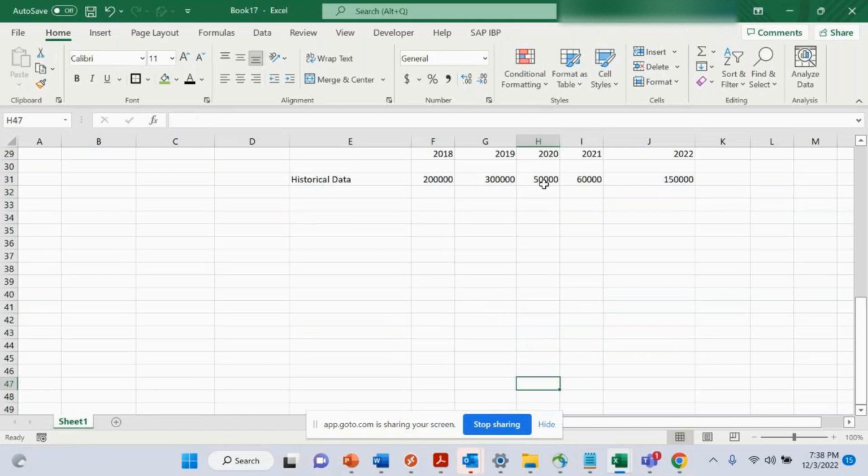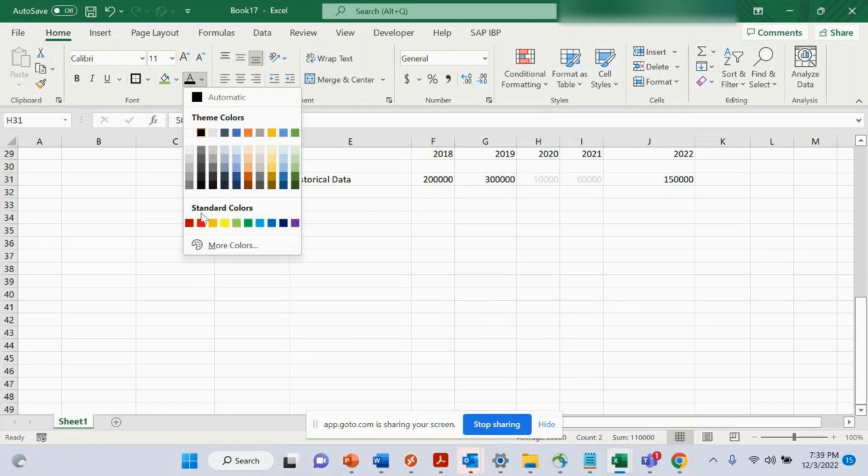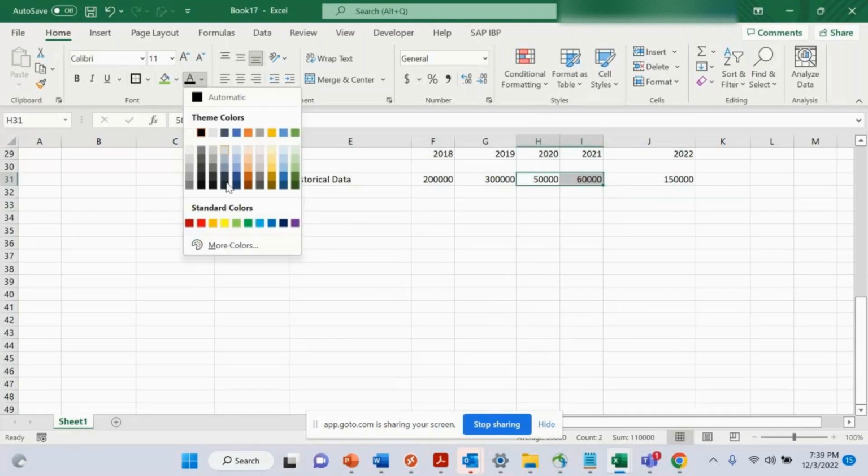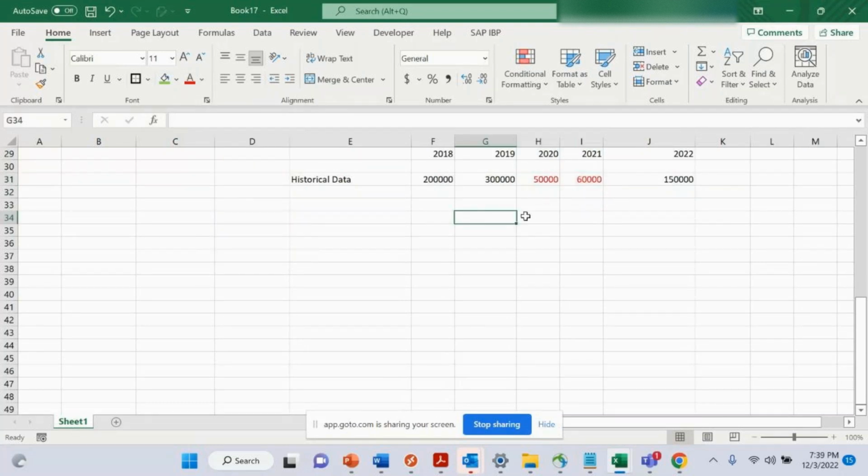So now this 5,000, 50,000 and 60,000 data are being called negative outliers. Why negative? Because the trend is 2 lakh, 3 lakh, 1 lakh 50, and then the sales go downward. That's why it is called a negative outlier.